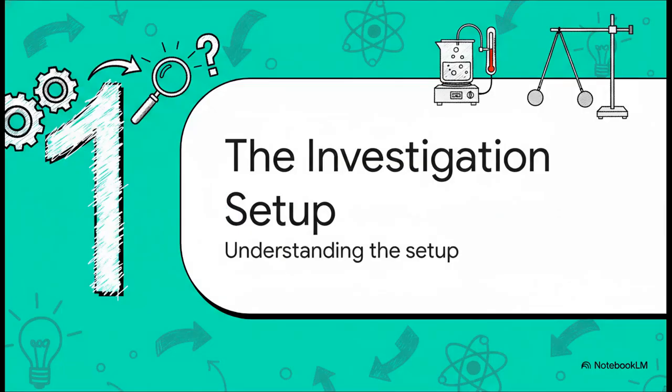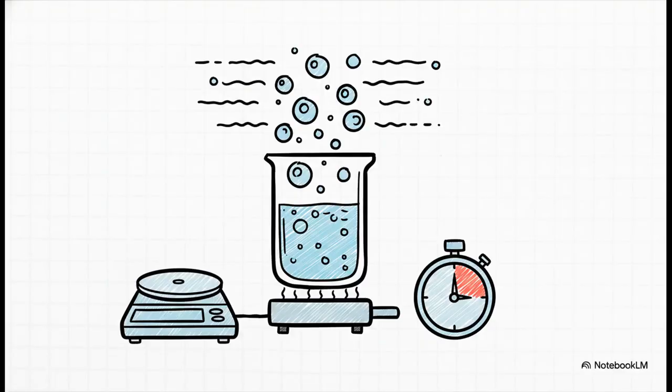All right, first things first, we have to understand the investigation itself. What's actually going on here? So here's the basic idea. A student is trying to figure out the specific latent heat of vaporization for water, how much energy it takes to turn it into a gas. The plan is to boil some water for a set amount of time, that's 600 seconds, and then measure how much mass is lost as steam.